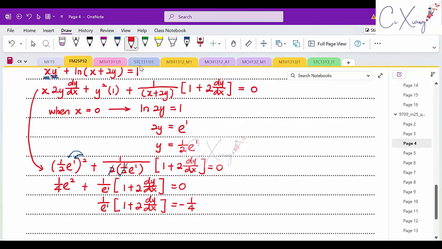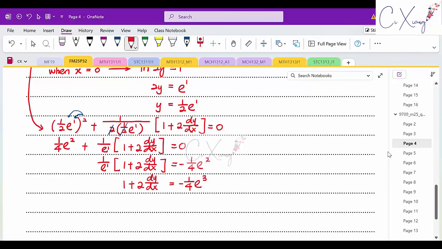1 over 4 e power 2. Then I want to get rid of the e power 1 at the denominator, right? So I bring it to the right hand side, it becomes multiply. And e power 1 multiplied with e squared, you're having e power 3, right?